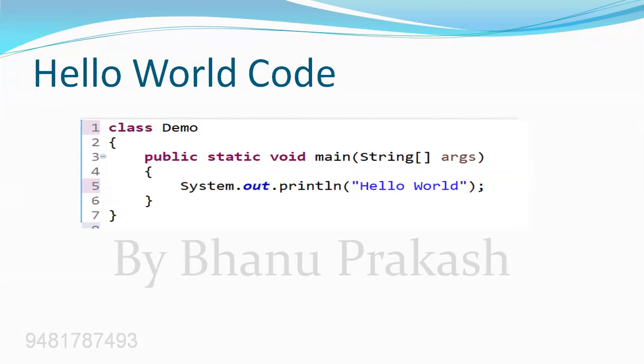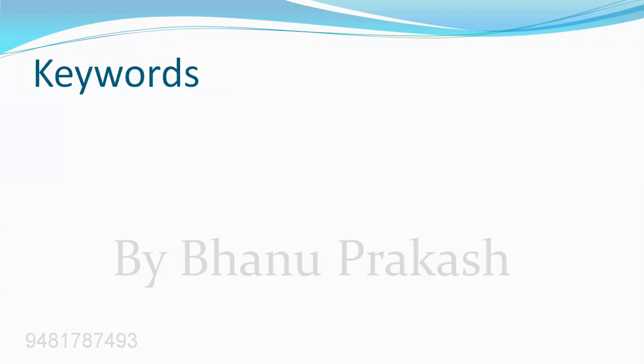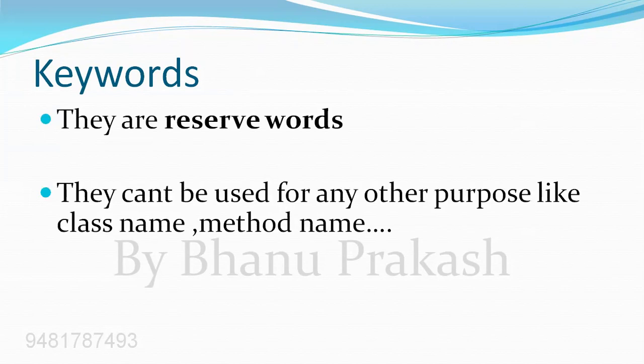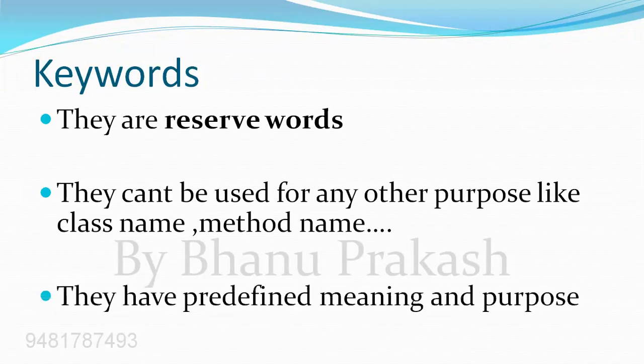When we write code in an IDE, it looks a bit colorful. When you look at the simplest program, you can see that some of the words are more colorful, such as class, public, static, void. What are these? These are all called keywords. What is a keyword? Keywords are the reserved words in Java. They cannot be used for any other purpose, like giving a name for a class, or a method name, or a variable name, etc. Each keyword has its own predefined meaning and purpose.